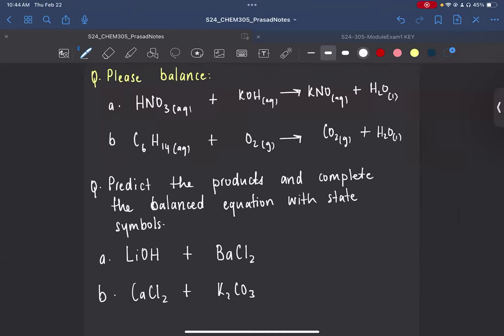All right, I've put four questions on the board. First one's asking you to balance the given reaction. And then the next question is asking you to predict the products and then complete the equation with state symbols and ensure that it's balanced. It is 10:45. Take 10 minutes to do all of this. I'll be walking around, then we'll go through it together as a class.